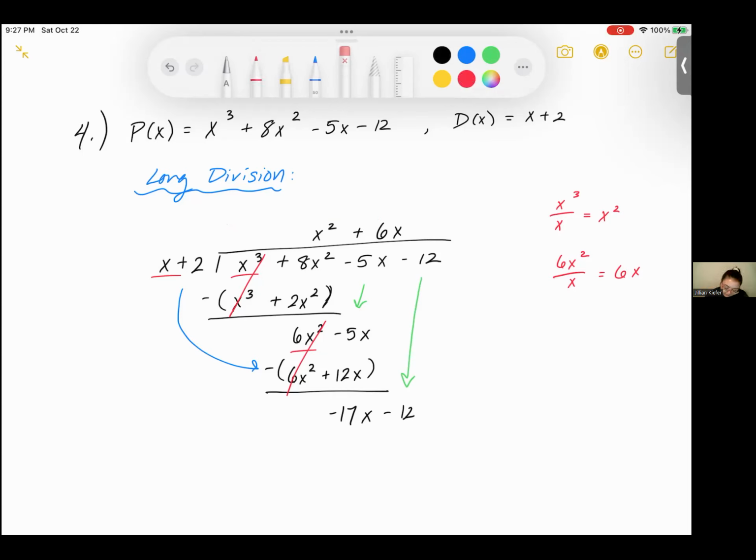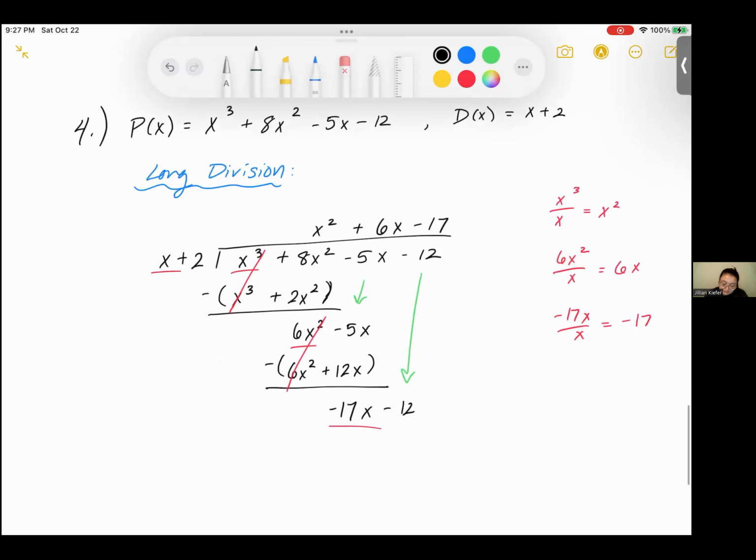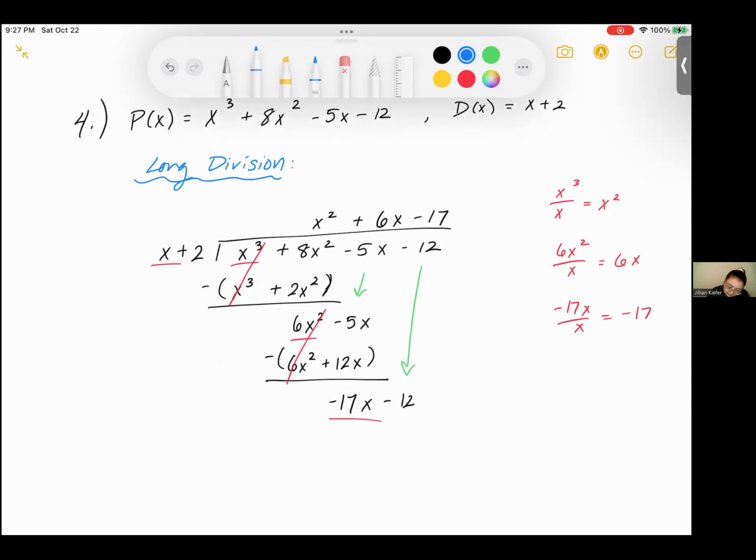We divide, clear those out. We're going to divide the new term of the dividend by the leading term of the divisor. So we're going to have negative 17x divided by x gives us negative 17. So the last value of our quotient would be negative 17. Then we're going to multiply that by our divisor and subtract it from the new dividend. So we have negative 17 times x plus 2, and subtract that from our terms there. So negative 17 times x would be negative 17x. And negative 17 times 2 would be negative 34.